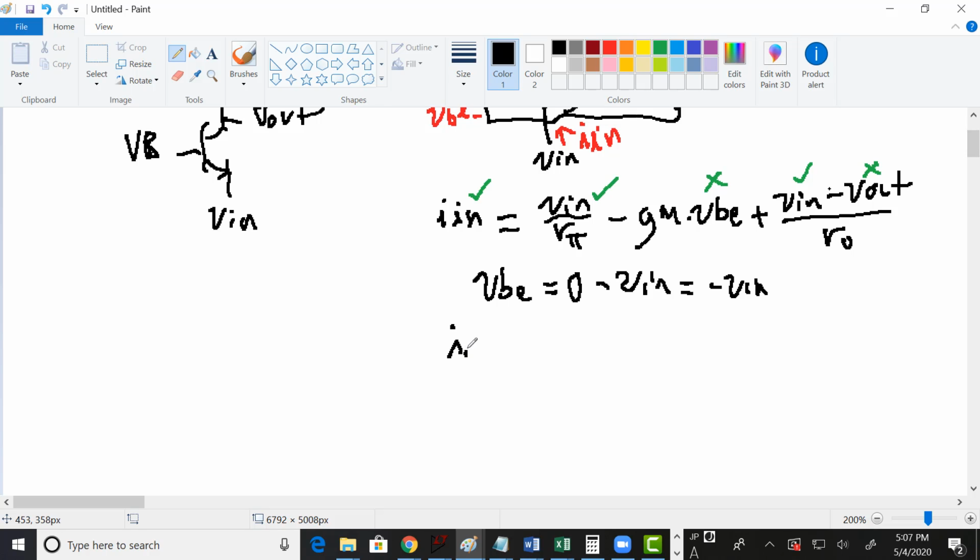So I guess we might as well update as we go. We have In equals Vn over R pi. And then since this is minus Vn, this turns into a plus Gm Vn, plus Vn over Ro, minus V out over Ro.